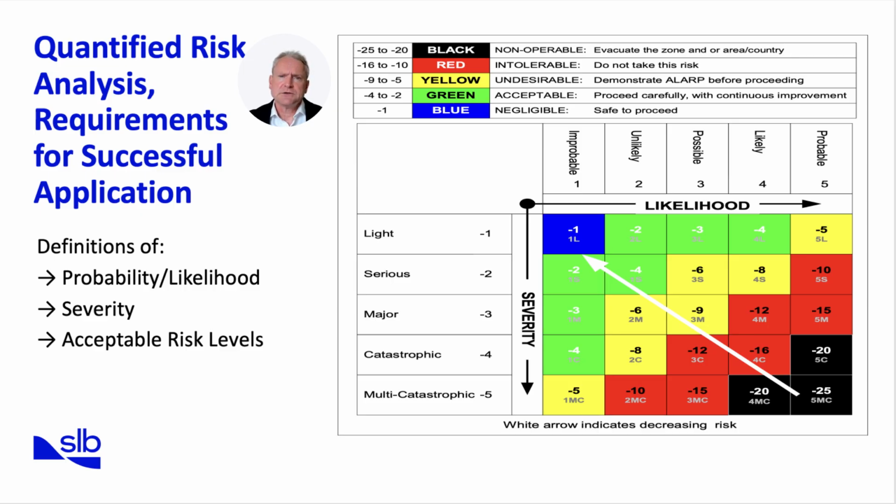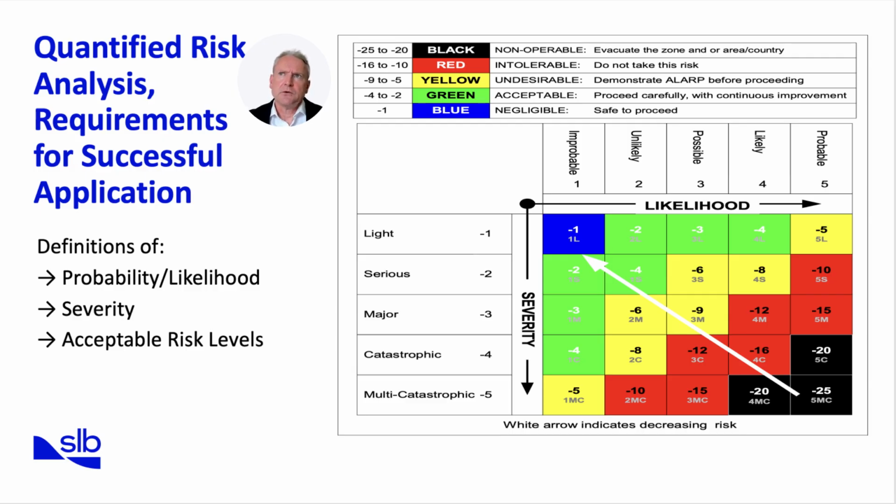Color coding helps communicate the significance. Red indicates intolerable risks which must not be accepted under any circumstances. Yellow represents undesirable risks which require justification and demonstration of a LARP, as low as reasonably practicable, before proceeding. Green shows acceptable risks where we may proceed carefully, always seeking continuous improvement. Finally, blue marks negligible risks that are considered safe to proceed.